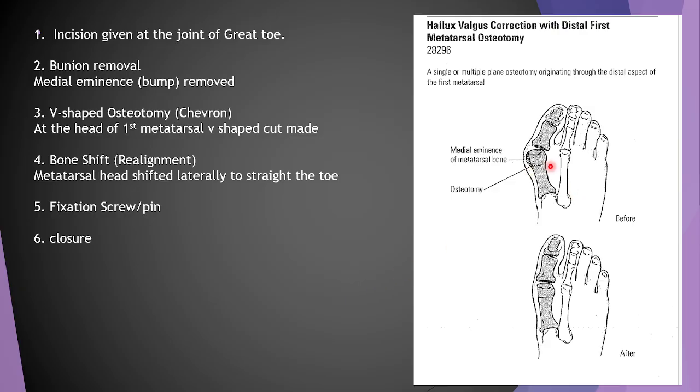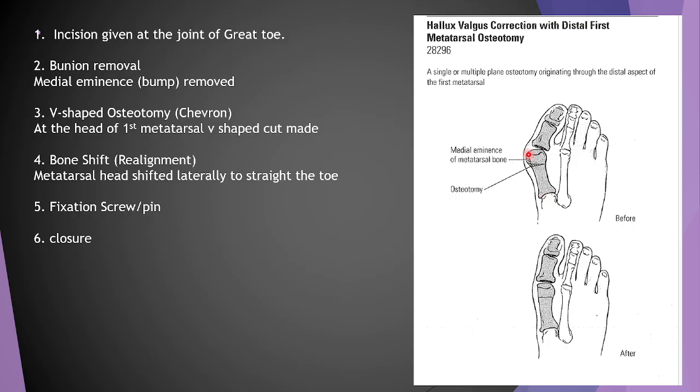He will incise the area at the joint of the great toe, and the bunion removal, that is the medial eminence, is removed or shaved. You can see here a V-shaped osteotomy at the head of the first metatarsal, or V-shaped cut has been made, and the realignment has been done. So the metatarsal head is shifted laterally and straight to the toe, and fixation has been done using screws or pin, and the closure has been done.